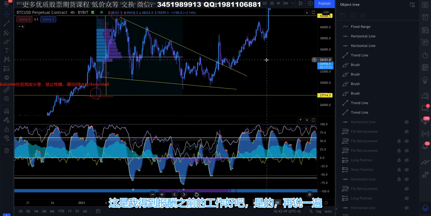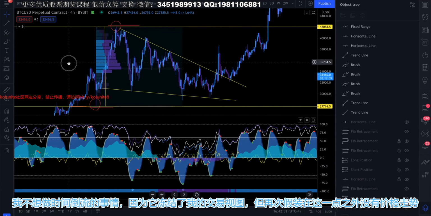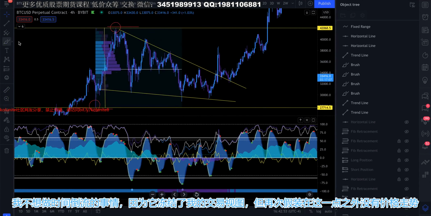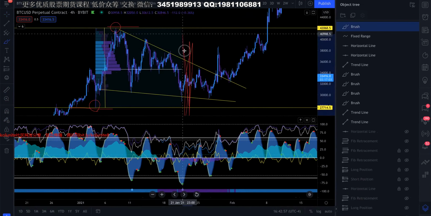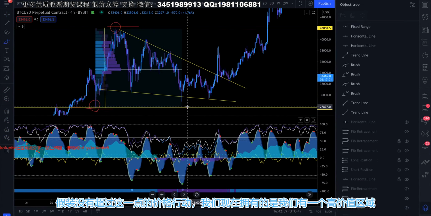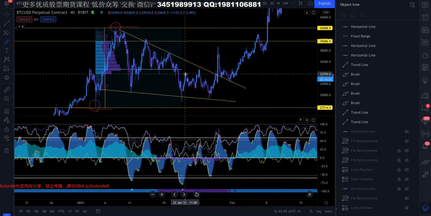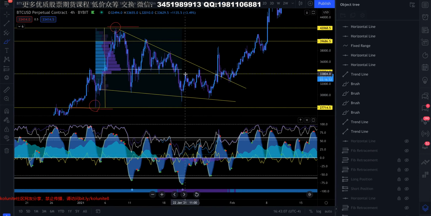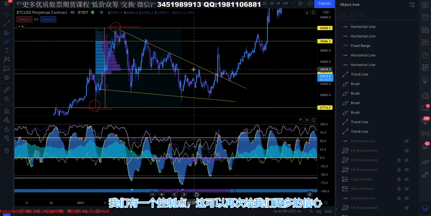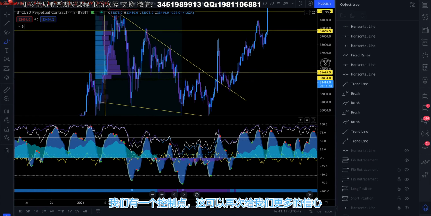Okay, yeah, so again, I don't want to do the back in time thing because it froze my TradingView. But again, pretend like there's no price action beyond this point right here, okay? What we have right now is a value area high, a value area low, right? And we have a point of control. And this can give us more confluence.